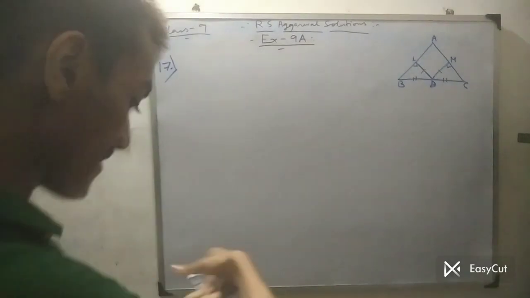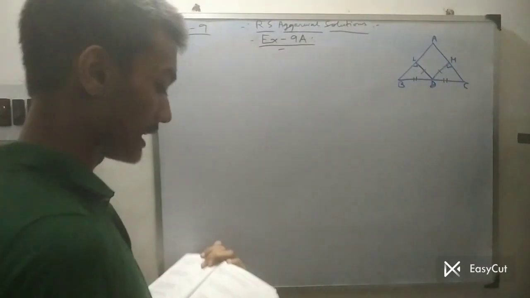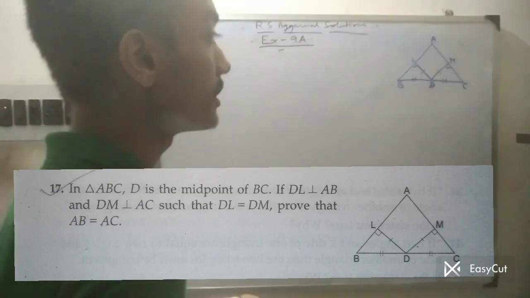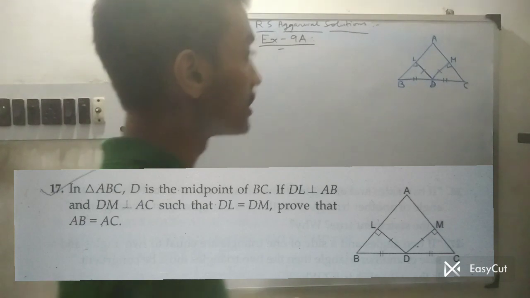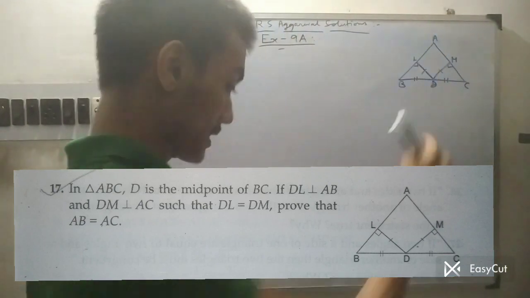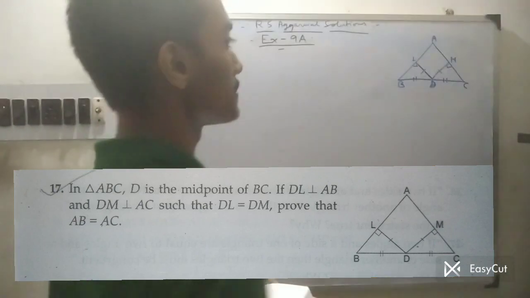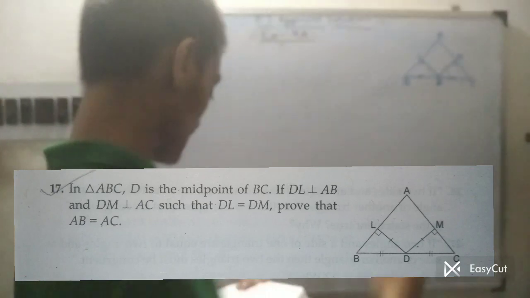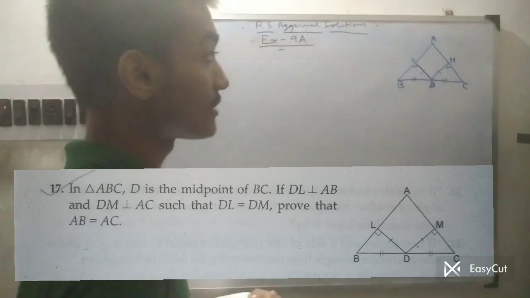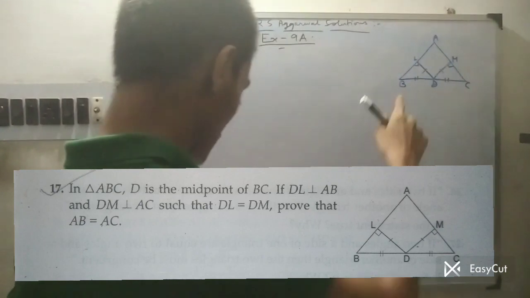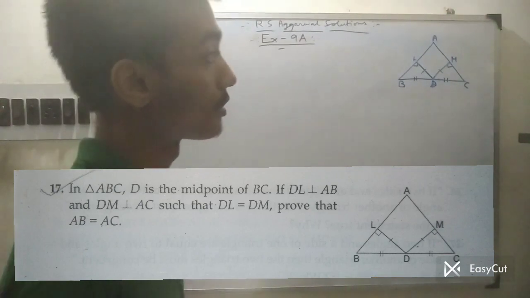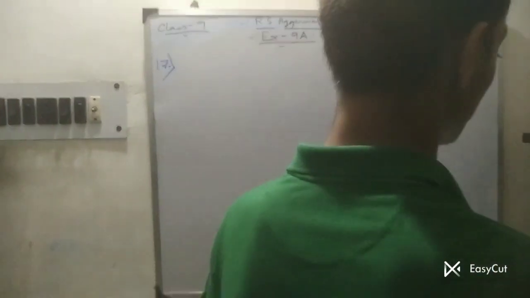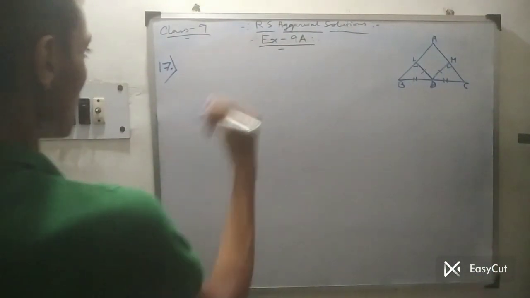Now the sum number 17 is, in triangle ABC, D is the midpoint of BC. If DL is perpendicular to AB, that means this part, and DM is perpendicular to AC, this part, such that DL is equal to DM, prove that AB is equal to AC. Now this is an easier one.